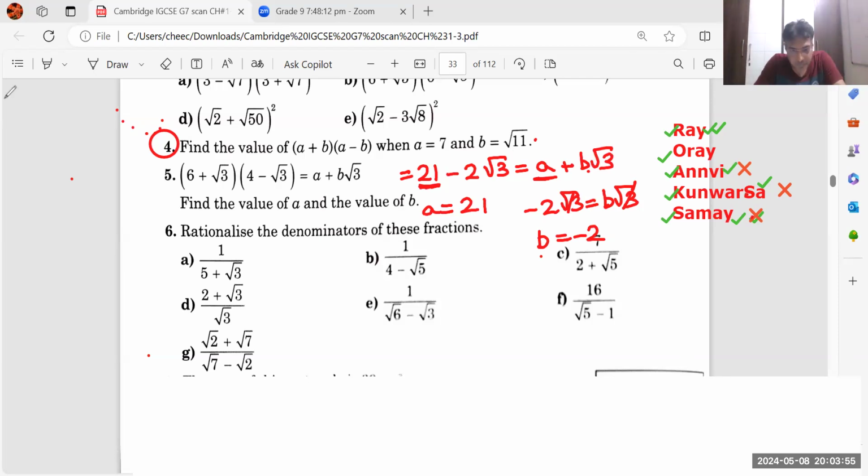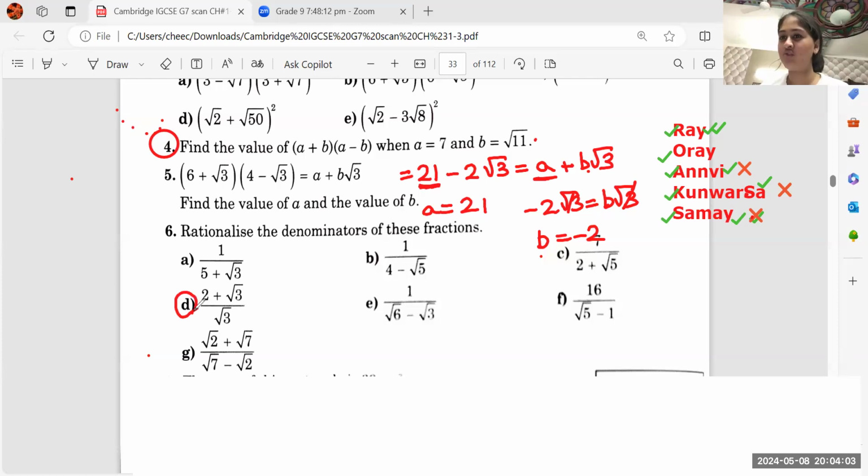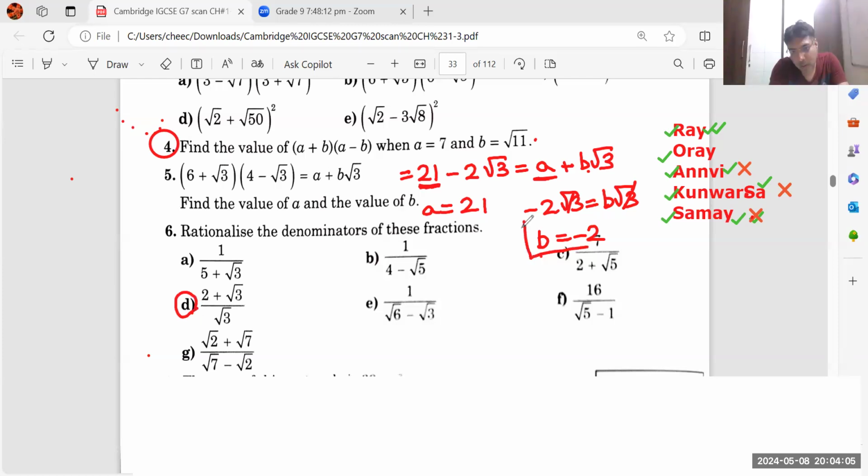All right. So, Anvi understood. So B will be equal to minus 2, right? Yes, B will be equal to minus 2. I showed you how, because this is equal to B root 3. And if there was a minus sign here, then B would have been equal to 2. But unfortunately, it's A plus B root 3. So B will be equal to minus 2.